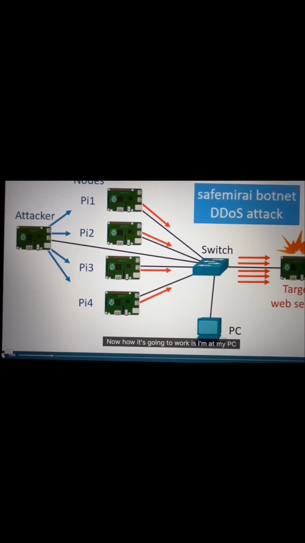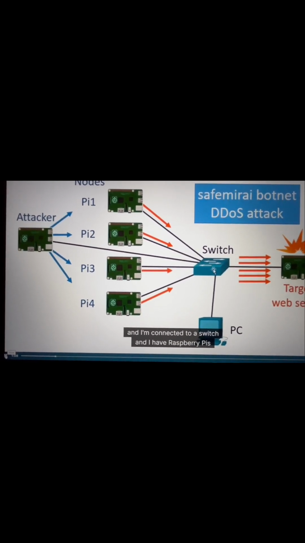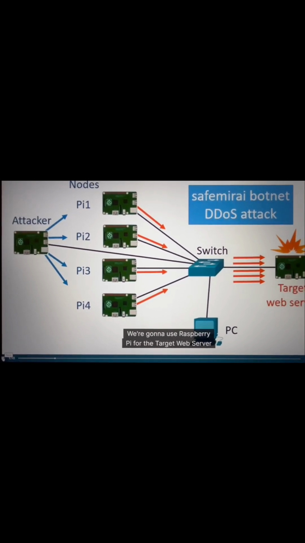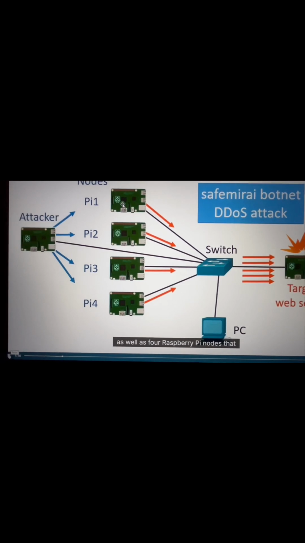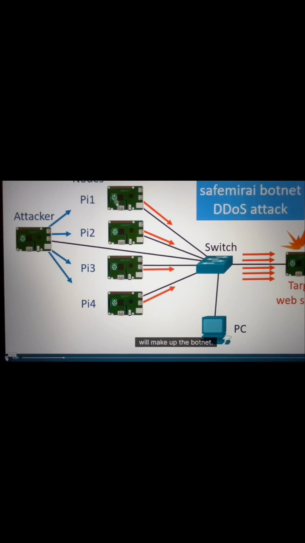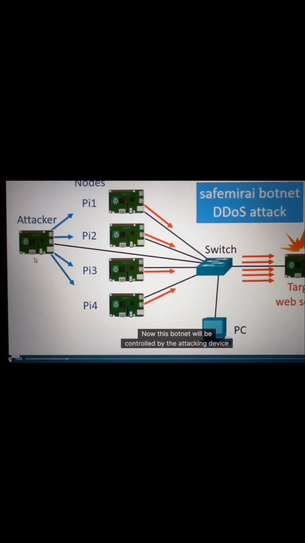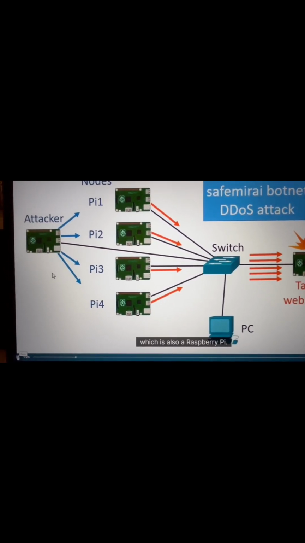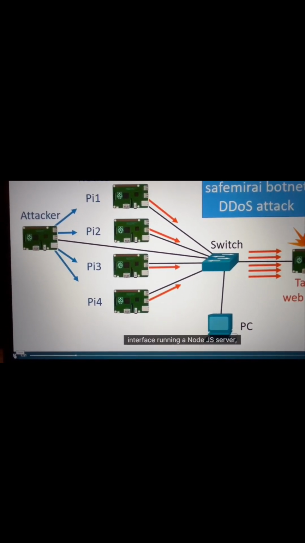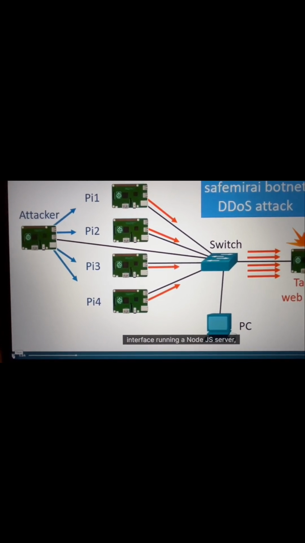Now how it's going to work: it's my PC connected to a switch, and I have Raspberry Pis also connected to the switch. We're gonna use a Raspberry Pi for the target web server as well as for our Raspberry Pi nodes that will make up the botnet. This botnet will be controlled by the attacking device, which is also a Raspberry Pi. The attacking device will have a web browser-based interface running a Node.js server. And you can see it right here. I have an SSH connection to the attacker Raspberry Pi.